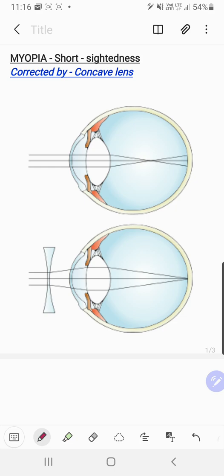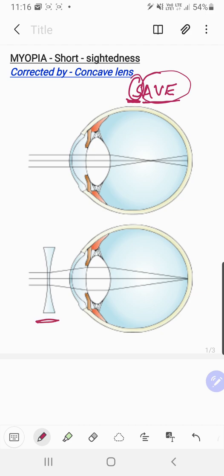Second thing is, you are asked to mention the lens which is used to correct this disorder, and in that case just remember the word SAVE, right? So S for short sightedness and AVE, this is actually rhyming with concave, right? So for short sightedness it is concave. This disorder is actually corrected by concave lens. How can it correct the disorder?